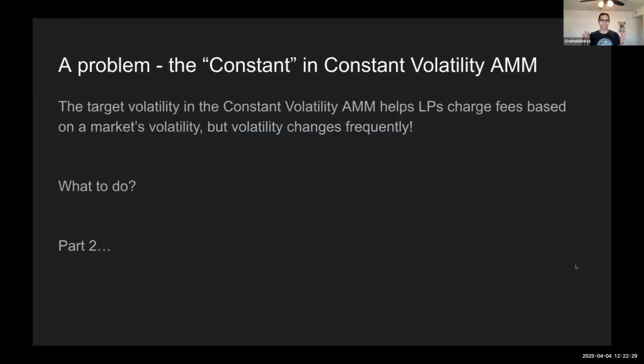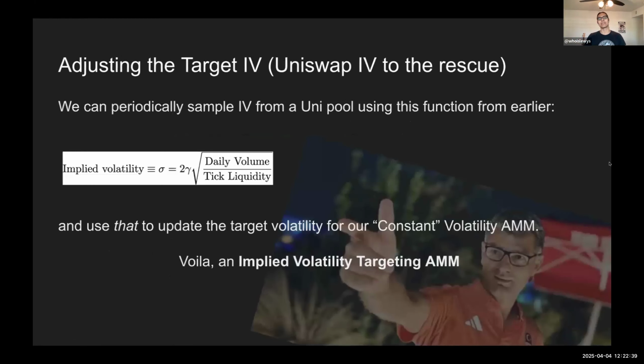But there's a problem now. So the constant in constant volatility AMM causes an issue because market volatility changes constantly. So one thing we can do about this is take our implied volatility function that comes from on-chain data, sample it every so often, and use the output to set our target volatility. And this is where the name of the project comes from. It's an implied volatility targeting AMM.